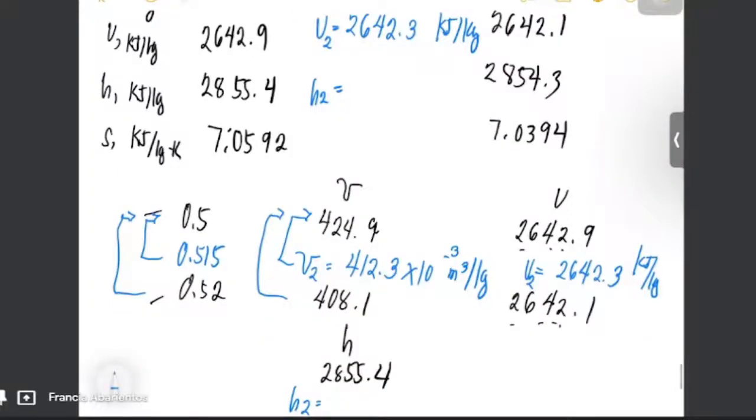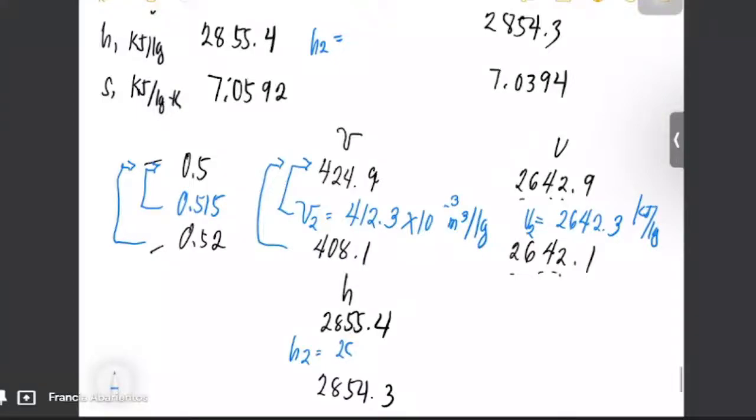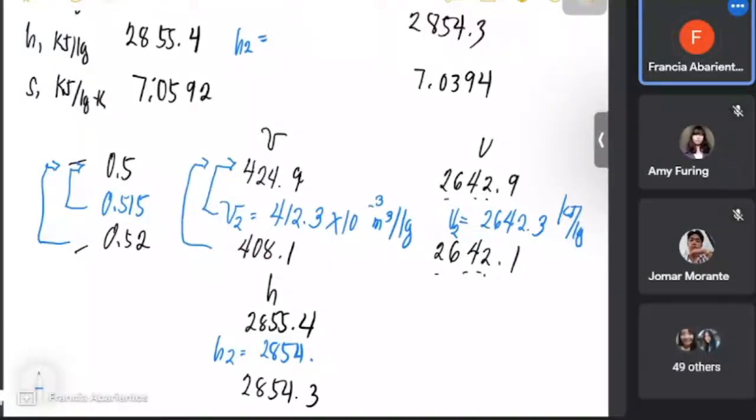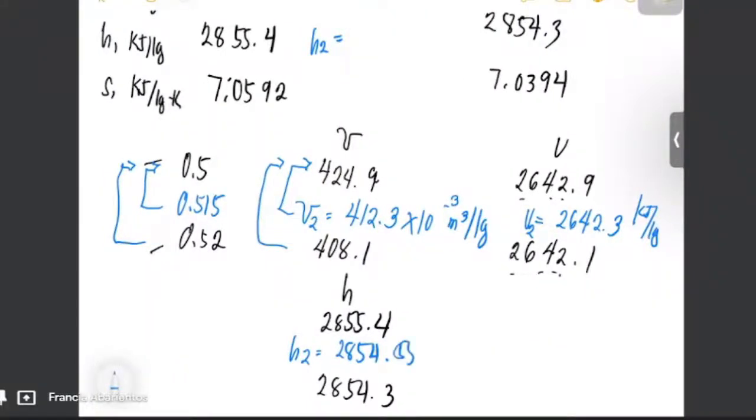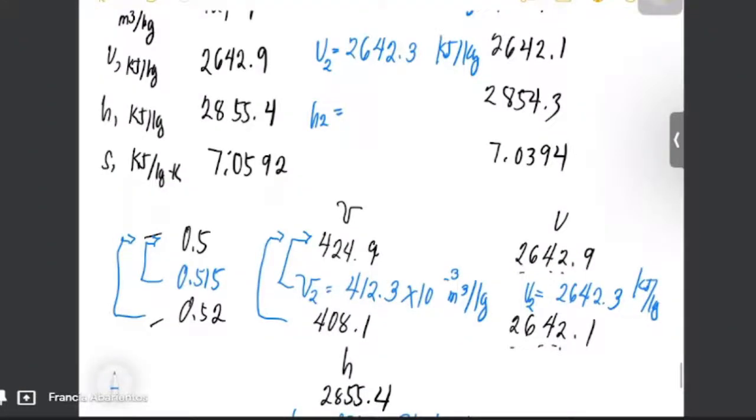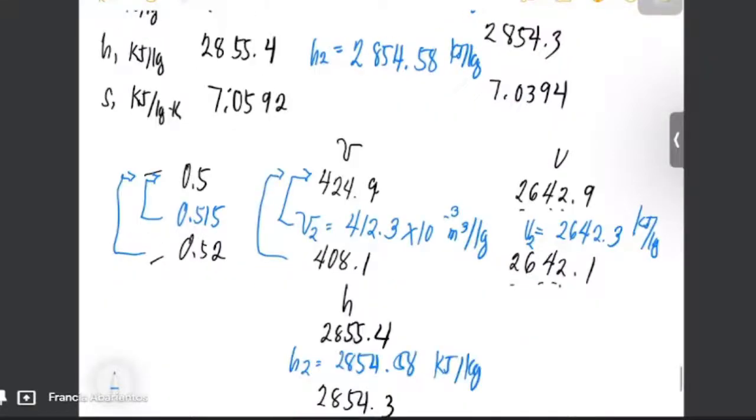Yung mga sagot nyo, class. Ayan, 2854. Okay, 2854 ba, class? Okay. So, ang answer ni ma'am is also 2854.58. Tama ba? Ayan, nakuha niyo na, mga class. 2854.58 kilojoule per kilogram. Punta tayo sa entropy.